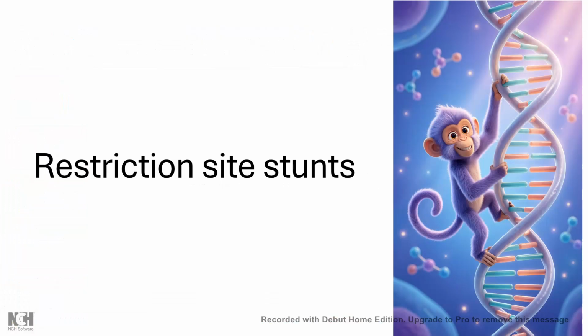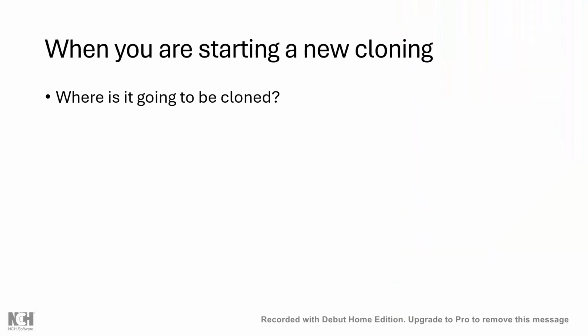This is a topic very dear to my heart, which I will affectionately refer to as restriction site stunts. And hopefully it'll become very obvious very fast. So this is under the umbrella of starting out on a cloning project. Because when you are starting a new cloning, one of the questions is, of course, where is it going to be cloned? What's the vector that you have in mind?